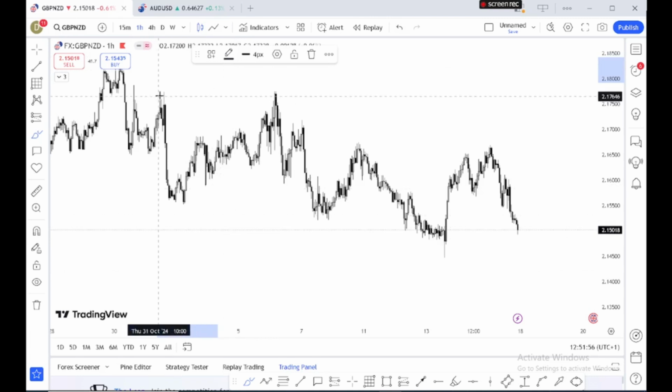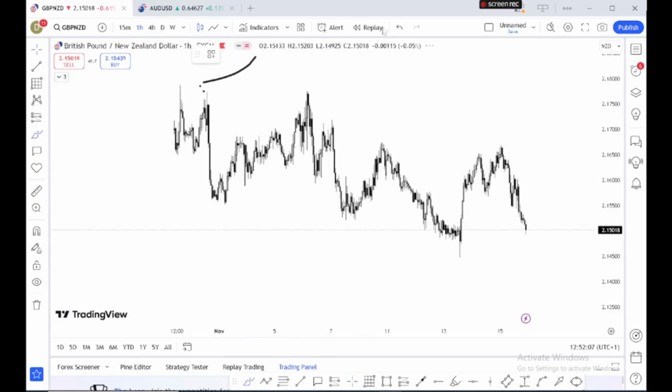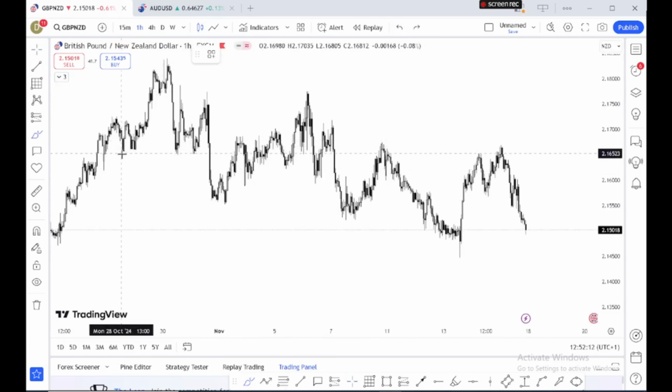This market created a high for me here. This high. This network is driving me crazy, so you just have to manage it. So this market created, you see, after the change of character, I think the change of character happens there.